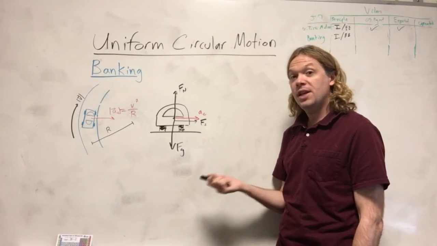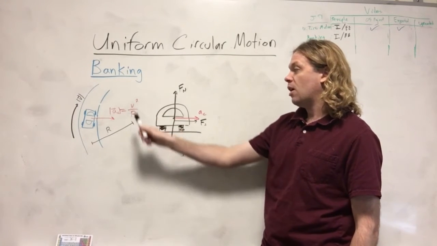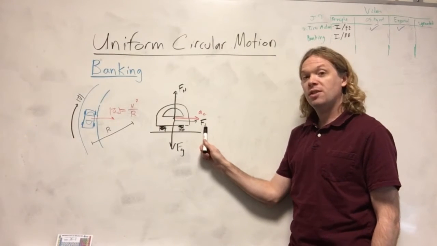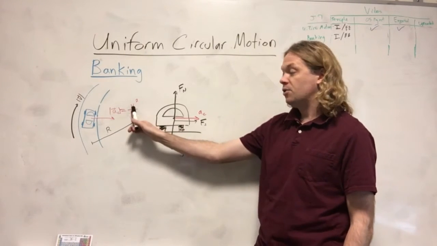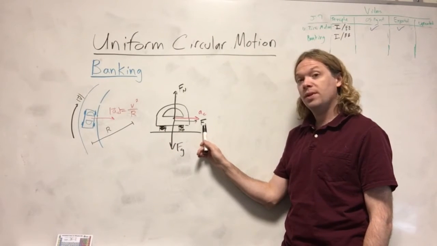But of course, this is now a dangerous situation in terms of safety. My acceleration is v squared over r. My acceleration is going to depend just on the static friction force. I can control my speed. I can drive as fast as I want. I can't control the static friction force.